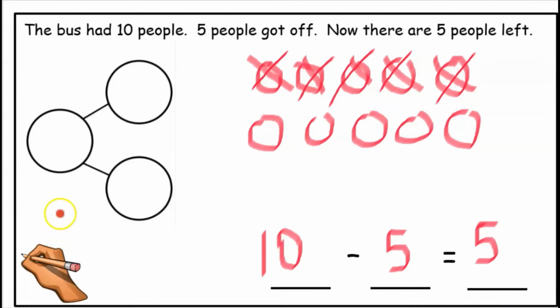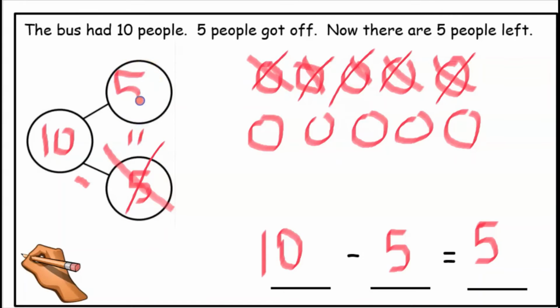Now let's jump to our number bond. Notice our number bond is starting with the whole on the left, on the side. 10 minus 5, we're going to cross that out, equals 5.